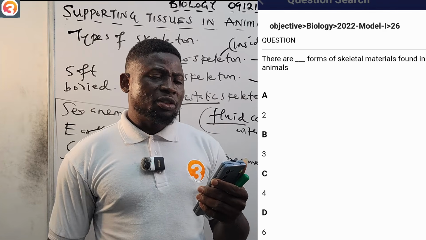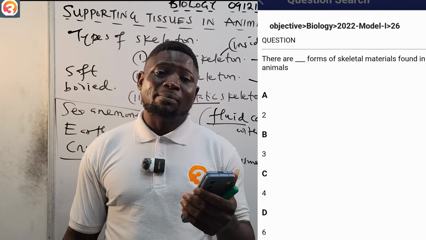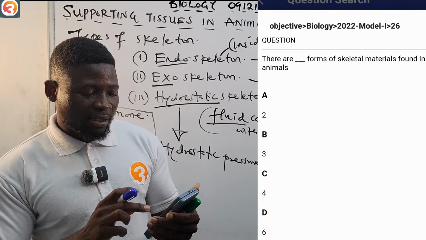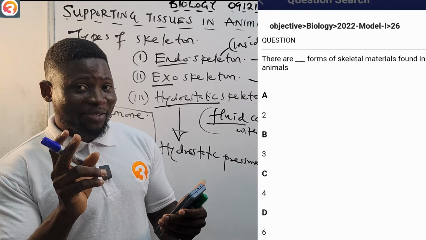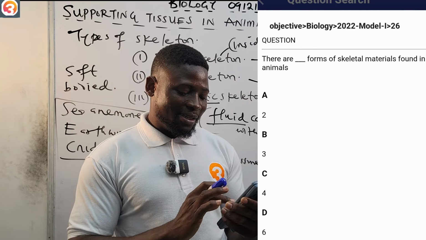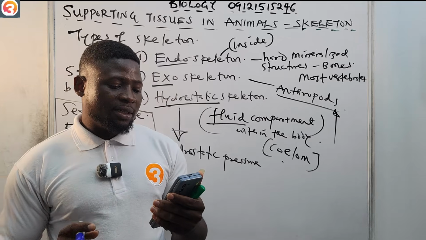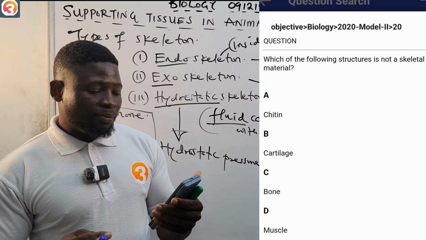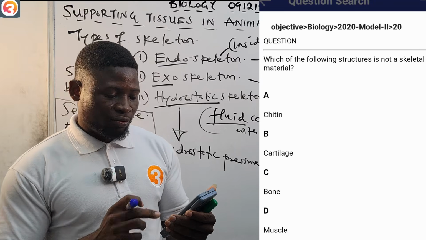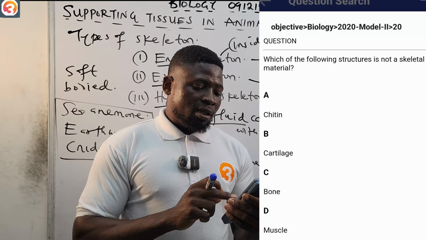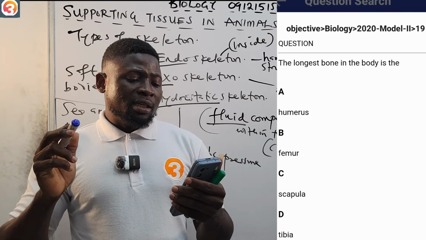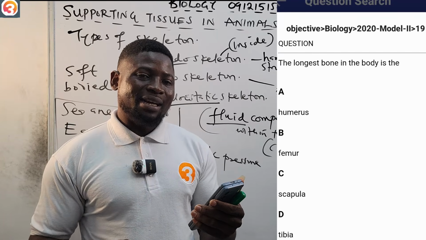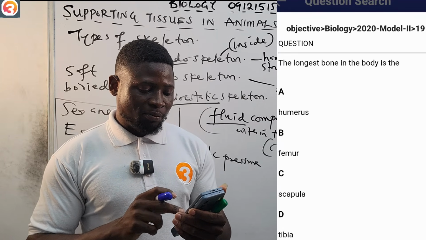Now, 2022 number 26 said there are dash forms of skeletal materials found in an animal. Stress this very well. A says 2, B 3, C 4, D 6. I'll tell you an example. Should I tell you one of the examples? I'm not going to tell you. Tell me the answer in the comment section. Now, 2020 number 20 says, which of the following structures is not a skeletal material? A says chitin, B says cartilage, C says bone, D says muscle. Tell me the answer in the comment section. 2020 number 19 said, the longest bone in the body is the A says humerus, B says femur, C says scapula, D says tibia. Tell me the answer in the comment section.